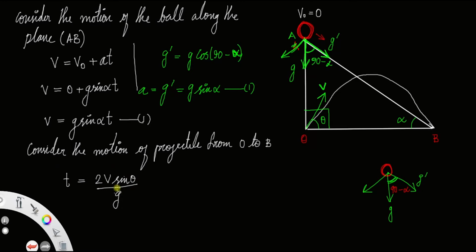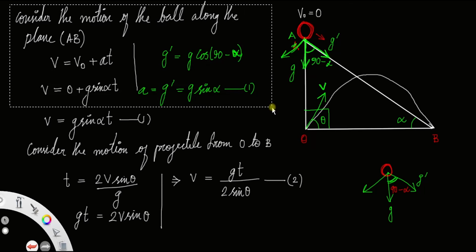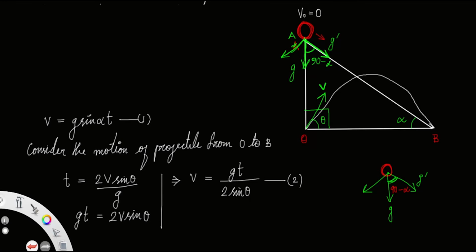If you have any doubt regarding the time of flight, you can always go back and check the video. I already put the video of the derivation of time of flight. So this is the expression for time of flight of the projectile, because time of flight means the time taken by the projectile to reach the same level from the point of projection. So you can take this g to the left. So g t is equal to 2 v sin theta, which implies v is equal to g t by 2 sin theta. Call this equation number 2. Now if you compare equations 1 and 2, they both represent the velocity.